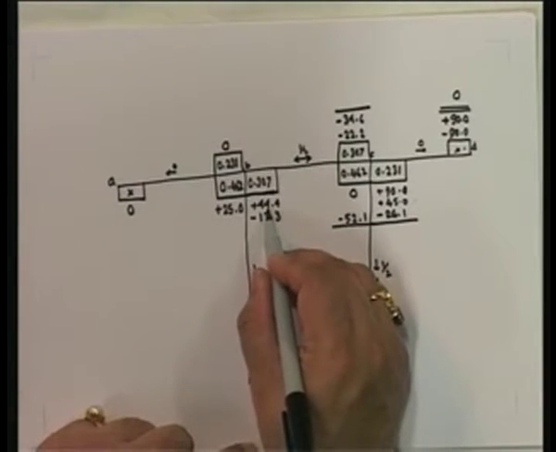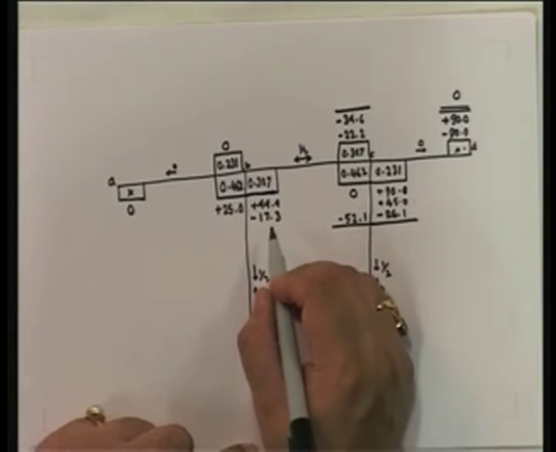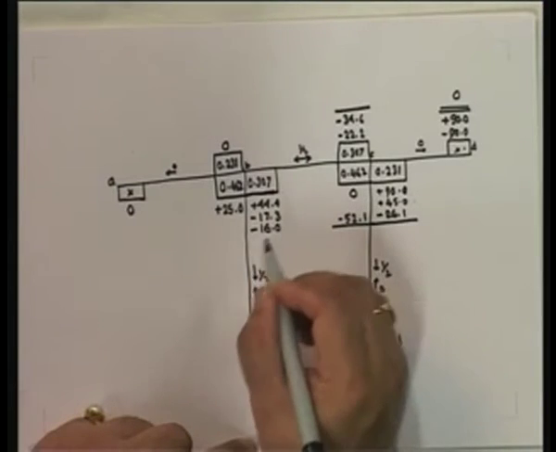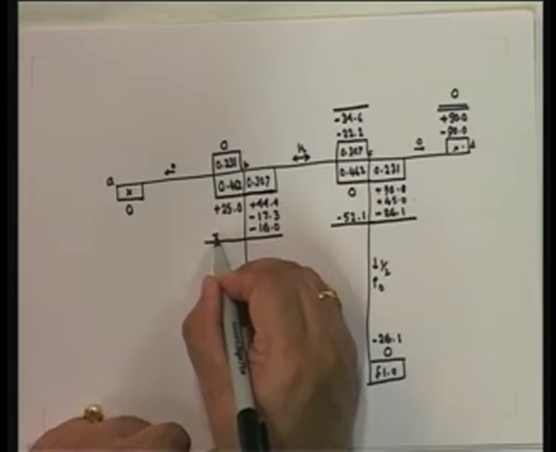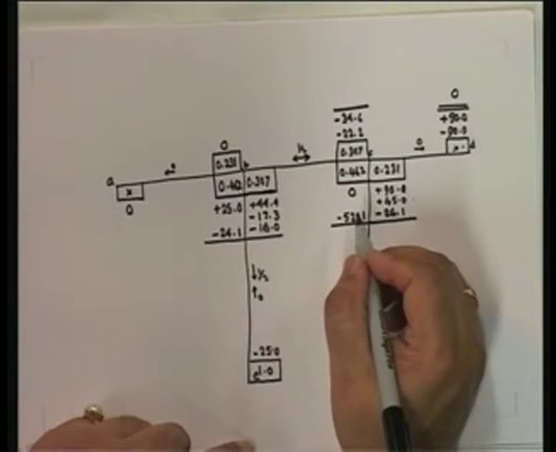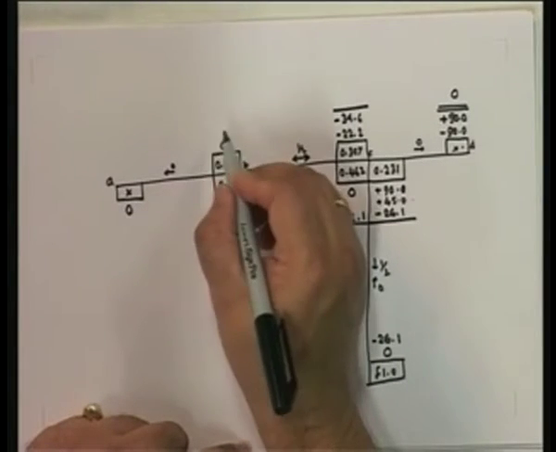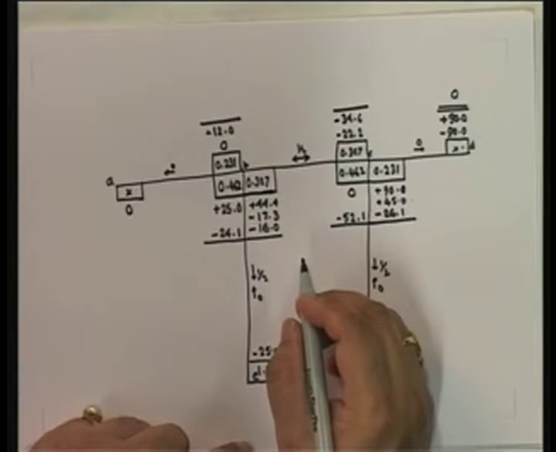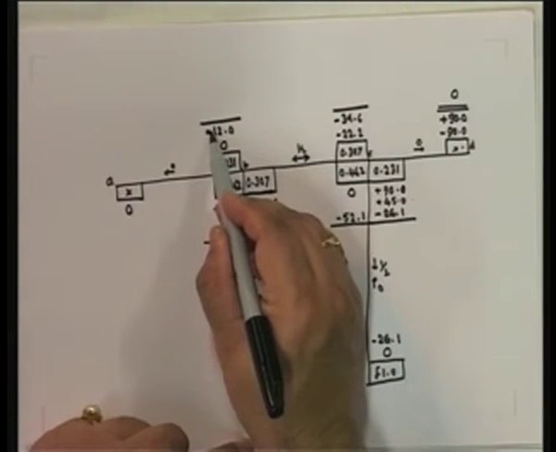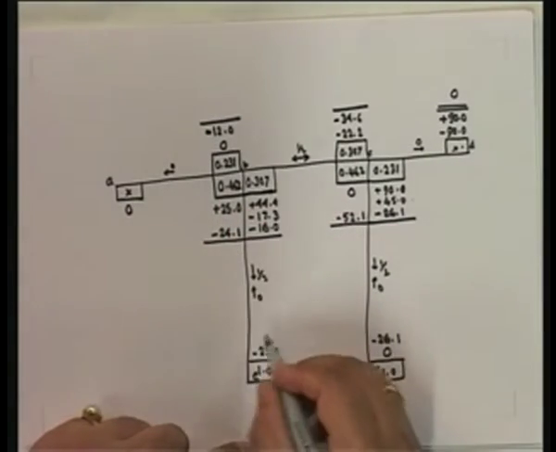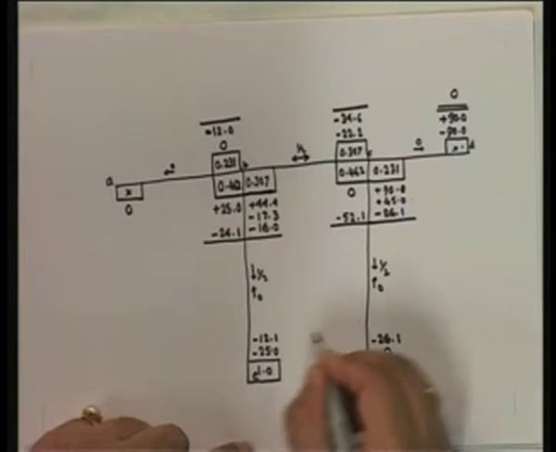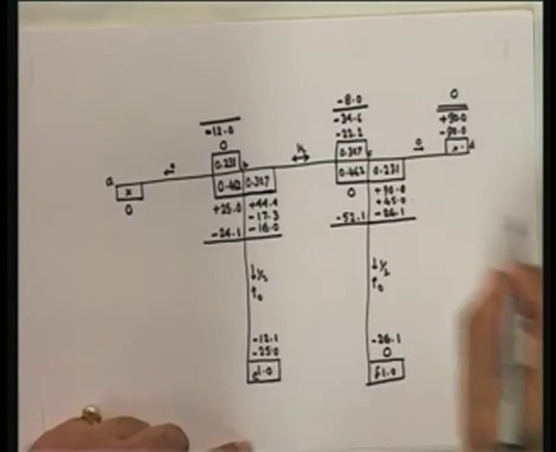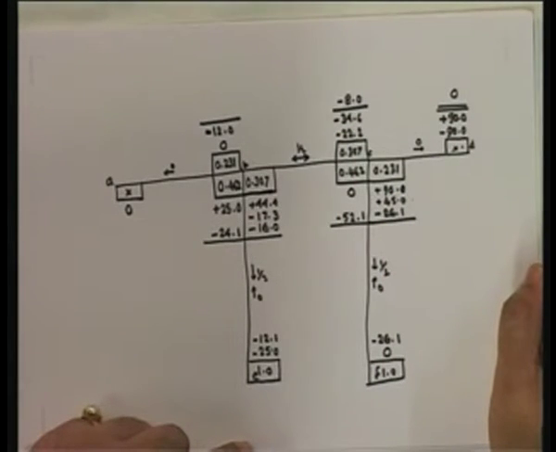The next thing is the unbalanced moment here. It's going to be 69.4 minus 17.3, which is 52.2 that we need to distribute. So this turns out to be minus 16.0, minus 24.1 and minus 12.0. Now, since distribution is done, we take care of the carryover phase at joint B. This is not going to carry over here. This is going to carry over here as minus 12.1. Okay, this is going to carry over here as minus 8. And that's it. We've done the carryover.